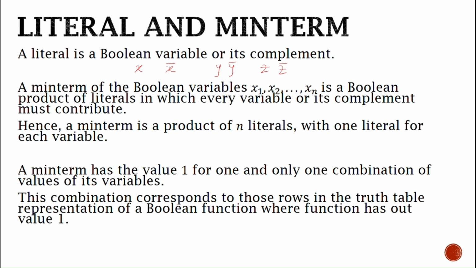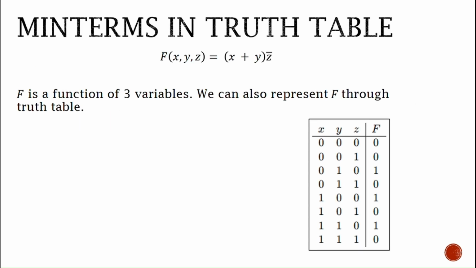And what does a minterm represent? A minterm represents the one value or the one output of the function in the truth table. So we will see this with the help of an example of the same function that we have just considered before. Here you see that this function has output 1 in three of the rows. So these three positions are enough to describe the function. If we see here, the x variable has the value 0, y has value 1, and z has value 0.